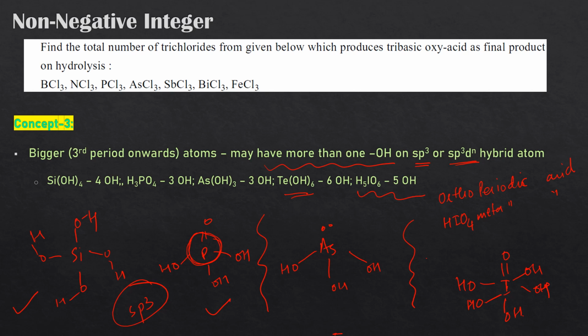Because iodine is huge, it can stabilize 5 OH without any problem. That is the structure of this particular compound. That is what we are seeing. Bigger atoms can stabilize more than one OH group. Smaller atoms may be finding it difficult.